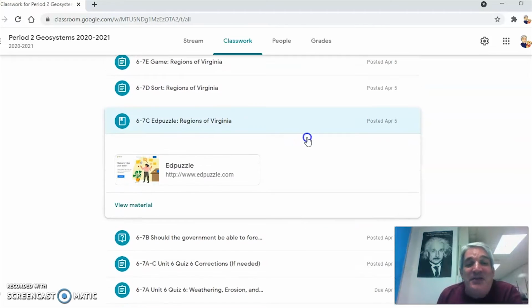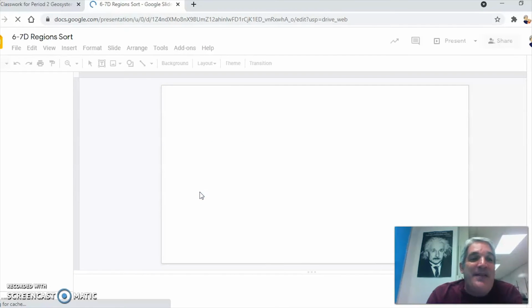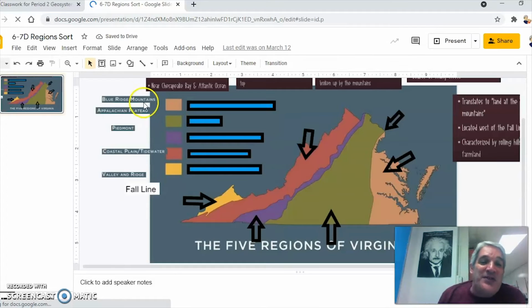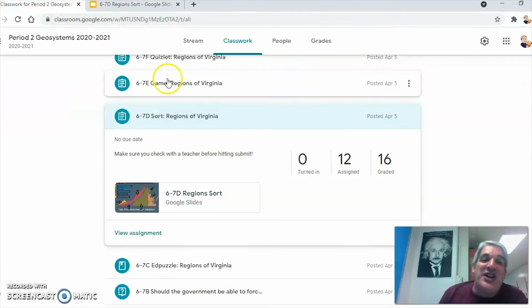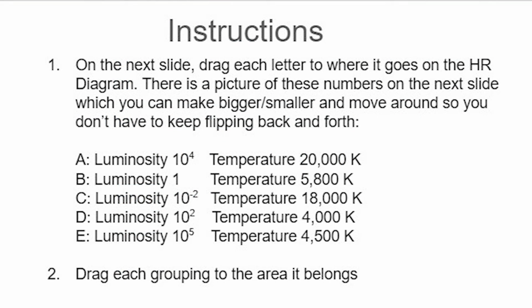Here's the Edpuzzle on regions of Virginia. And then we talked about how you don't want kids to just rush through it, so there's always a sort periodically, and they have to stop and they have to drag the pieces where they go. So here's an example, and they highlight and they put it where they go, and then it says check with a teacher. So before they can move on, they have to check with a teacher, and the sort allows you to immediately see whether they have the concepts.